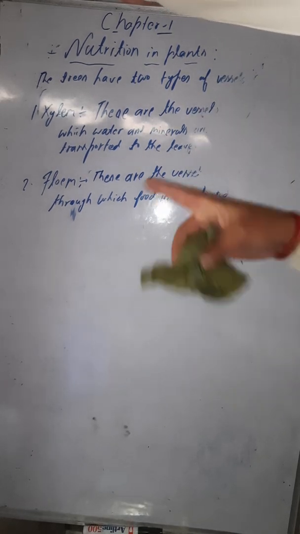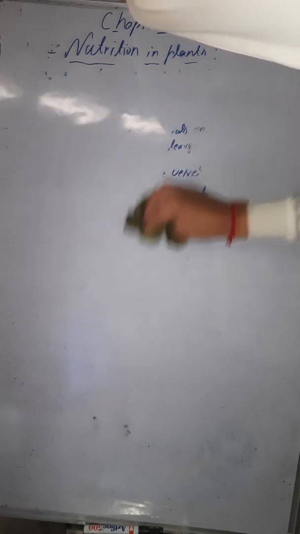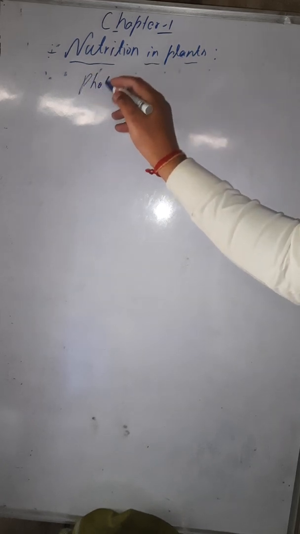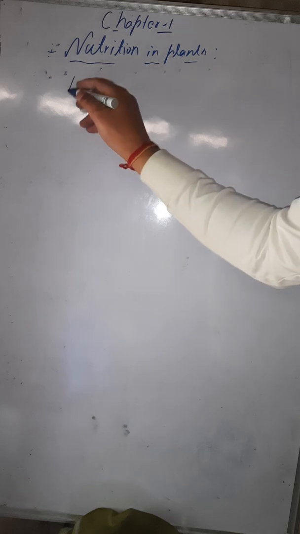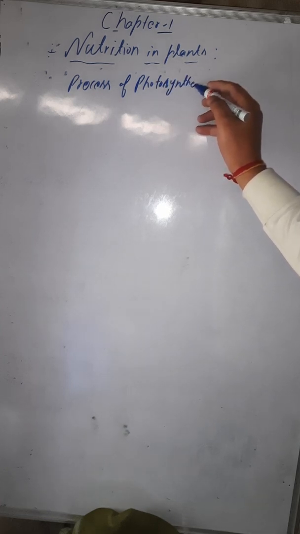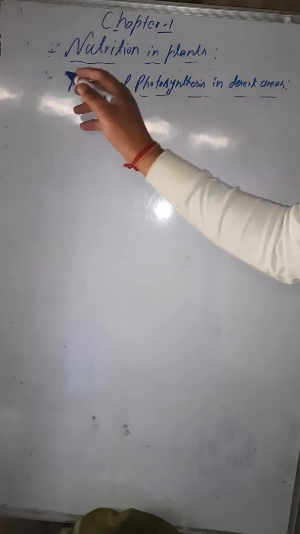So the next heading which you have to write here, first note it down. If you have noted, then you will write the next topic. The heading will be: process of photosynthesis in desert areas. So how the process of photosynthesis takes place in the desert area, this we will study right now.